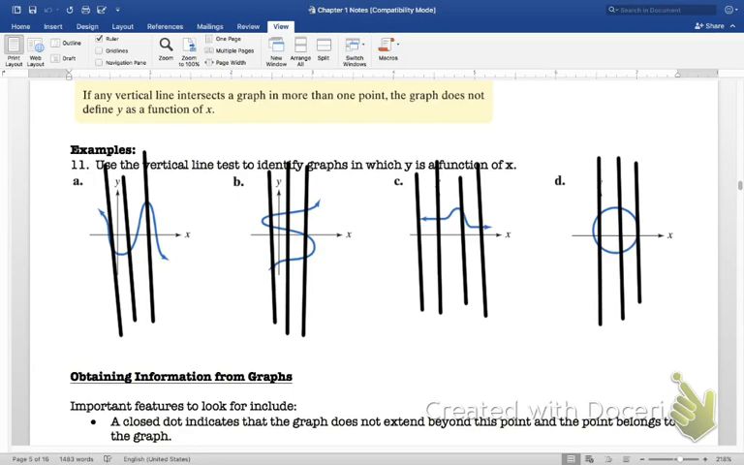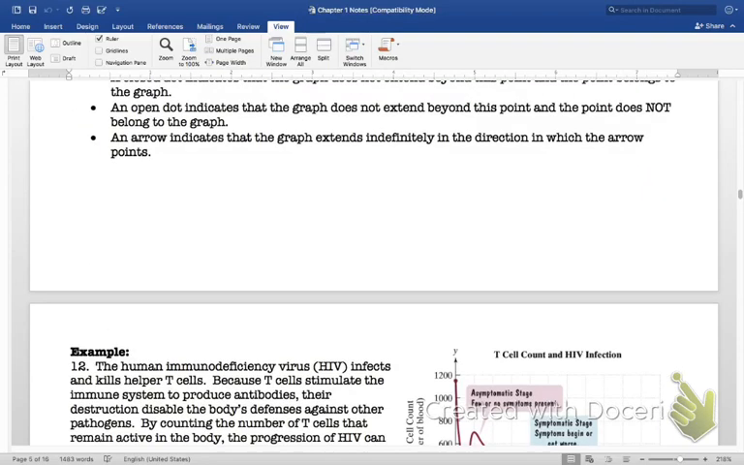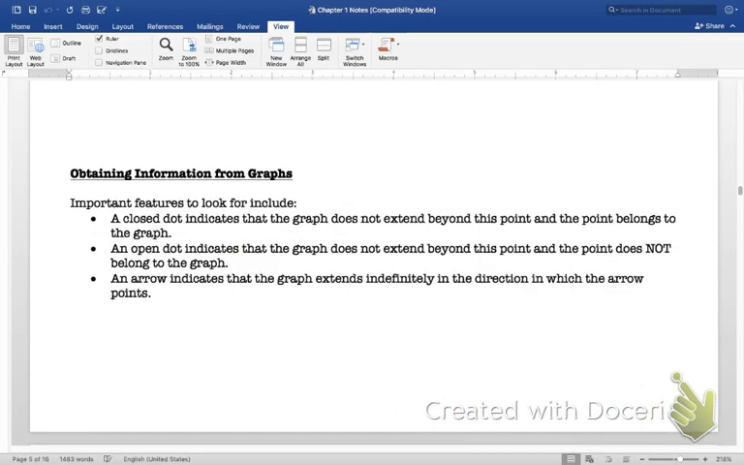The only other real thing that you had was, remember that if it's an open dot, that means it doesn't extend beyond that point. If it's a closed dot, then it basically just stops there and it belongs to the graph. If it's an open dot, then that point is not included. And then the arrow just means that it continues going indefinitely in that direction, whether it be left, right, wherever.